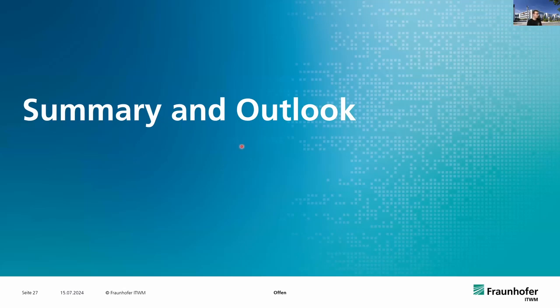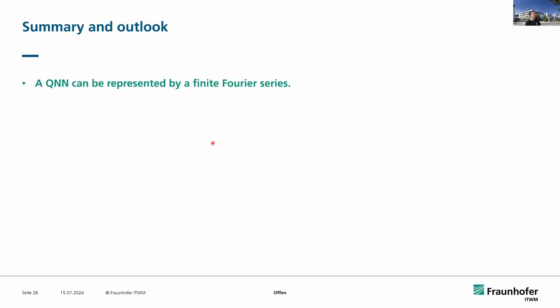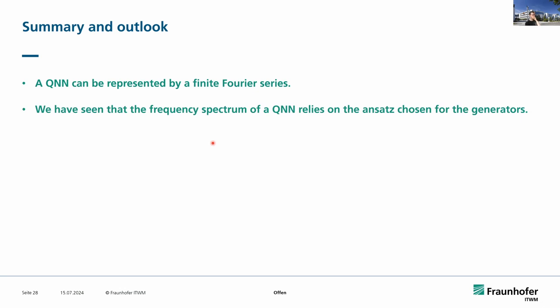Okay, for the end of my talk, let me give a summary and outlook. And I don't mean the Microsoft product. What we learned: first of all, a quantum neural network can be represented by a finite Fourier series. And we have seen that the so-called frequency spectrum of a QNN relies only on the ansatz chosen, so on the generators, subgenerators chosen. Then we have seen 3 maximality results in the frequency spectrum, and we constructed concrete examples of how to construct QNNs with maximal frequency spectrum.